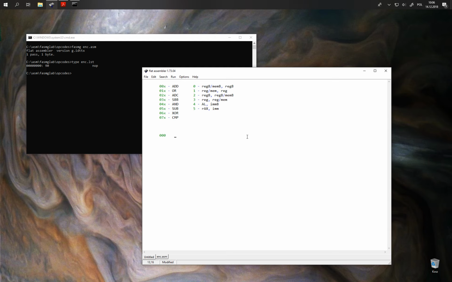And it should be add reg8 or mem8, and the second argument also reg8. So now for the second byte. Again, all zeros. This is a ModR/M byte.